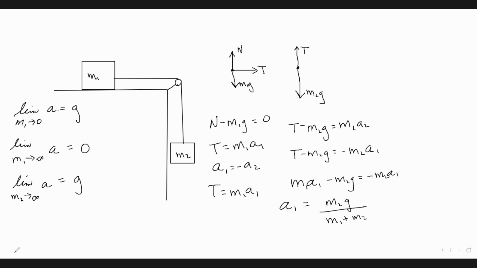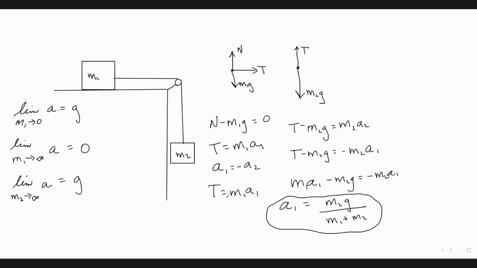So when you solve these problems, after you solve them, you want to do a couple of things. The first thing is to check units, and I didn't do that. But mg over m gives me just g, and a and g are the same units. That's correct. Then I want to look at limiting cases.